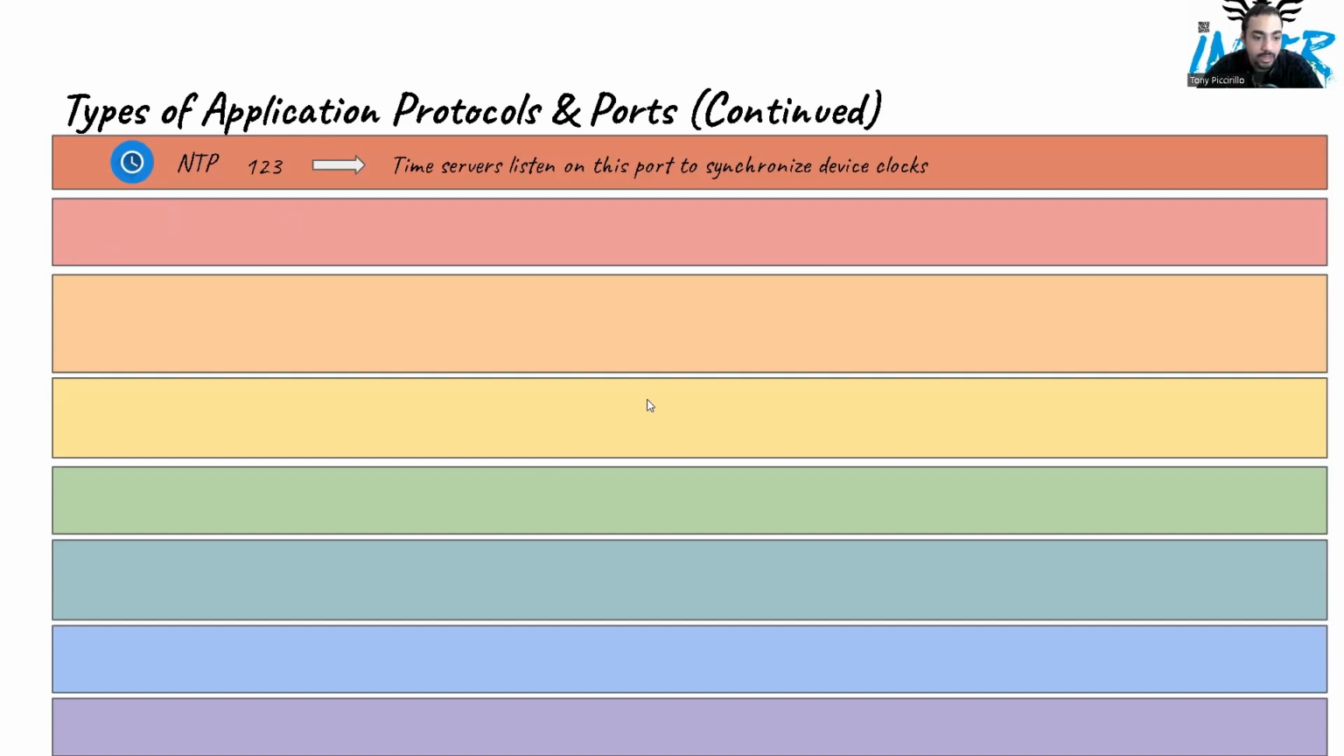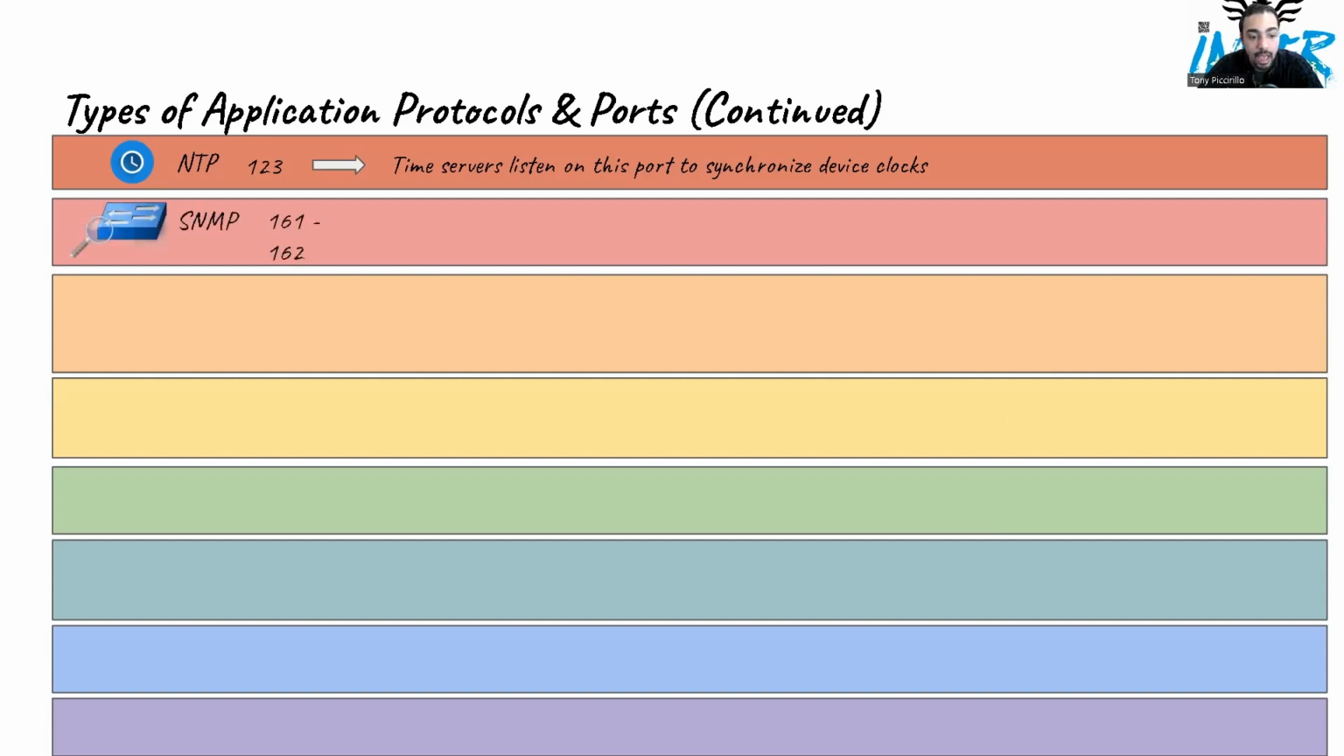This way all devices on a network can have their clock set to the same time and make sure it's accurate. This is important for lots of different things, like making sure that the timestamps on your emails or logs are accurate, or for coordinating events between different devices. NTP uses port 123 to communicate. So if you see traffic on port 123, it could be devices on your network trying to synchronize their clocks using NTP.